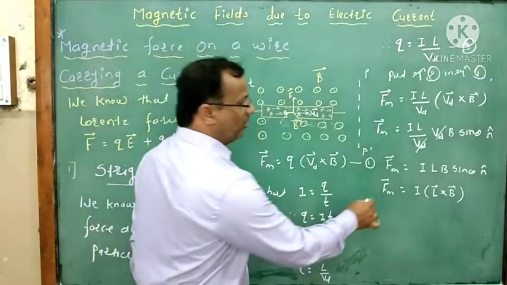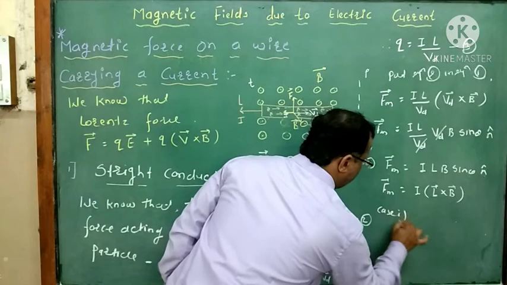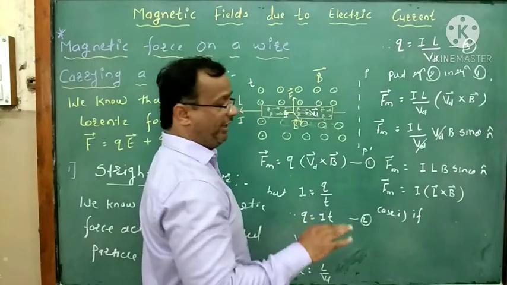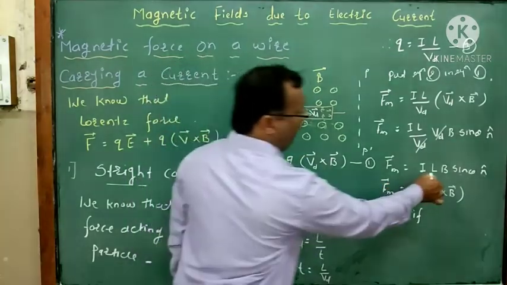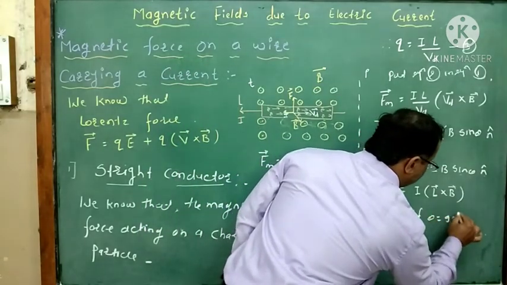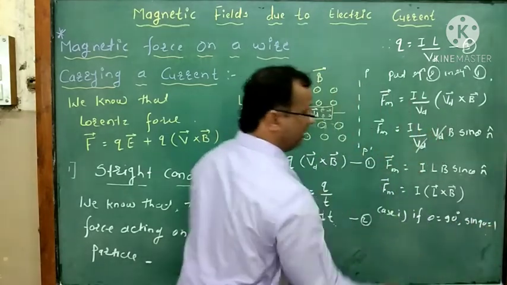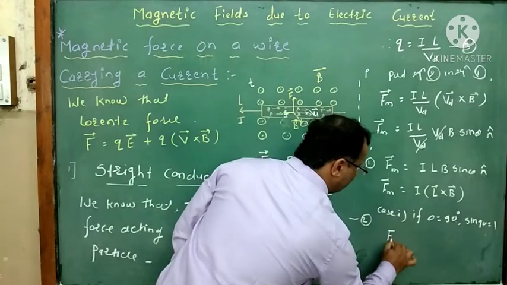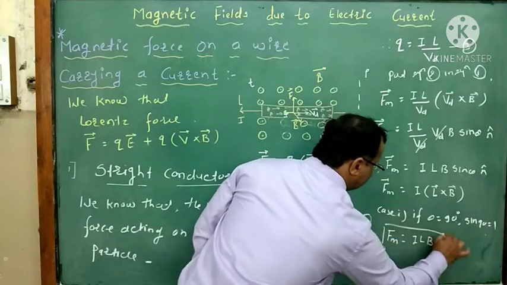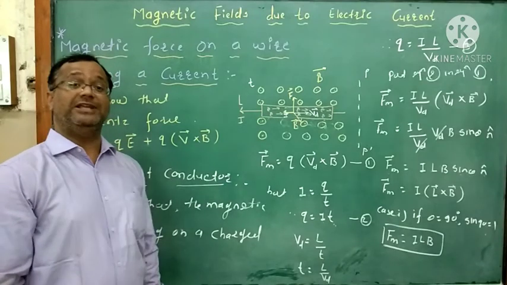Now we want to see the different cases. Case 1: the angle between L and B is 90 degrees. If theta is equal to 90 degrees, then sin 90 is equal to 1. Now substituting this in terms of magnitude, Fm is simply I L B, and this will be the maximum force acting on the charged particle or conductor.